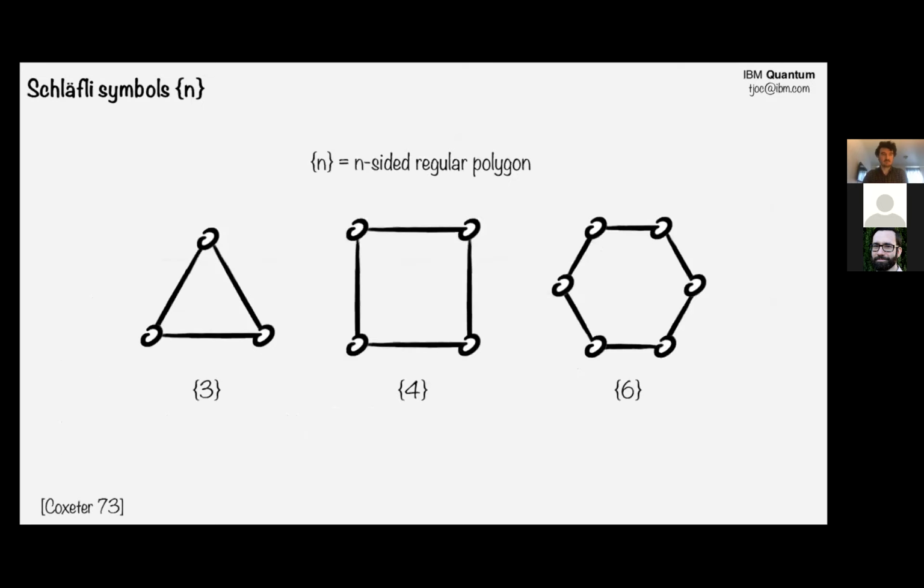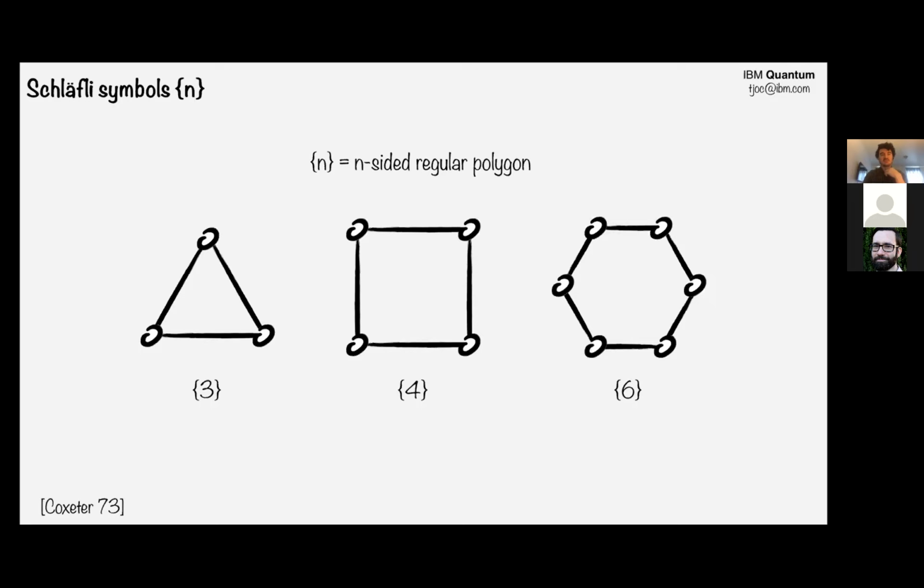Okay. So now I'm going to shift gears completely, and I'm going to talk a bit about the structure of lattices and these Schläfli symbols. This will help us in our search for a code that has the properties we're after. Okay, so I'm just going to build this up from the ground up here.